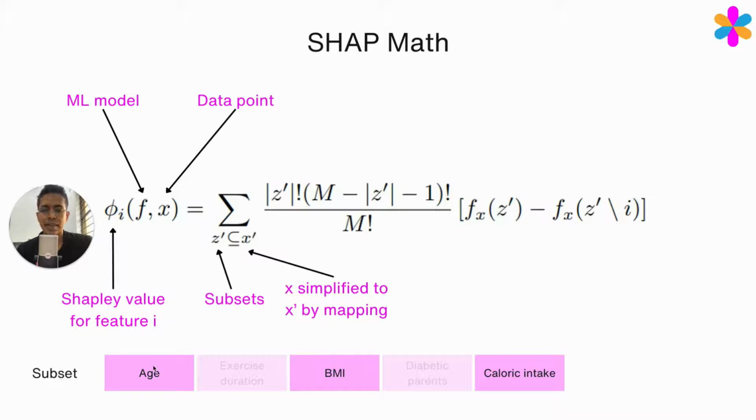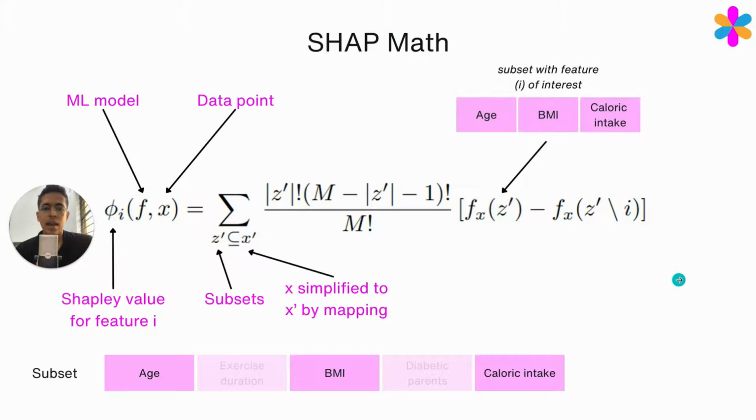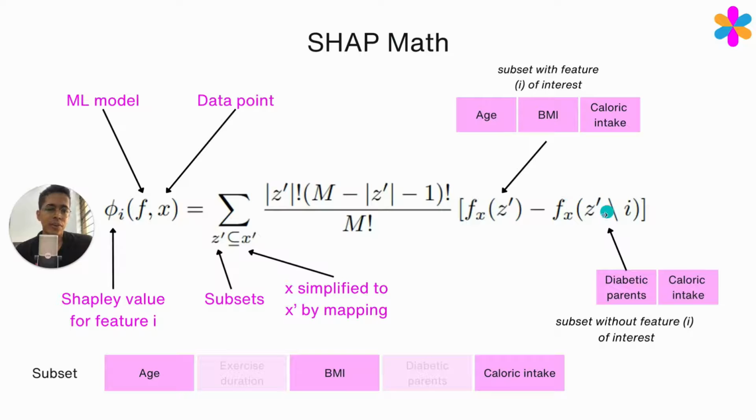So the subset looks like this: age is a feature. This is an example subset, one example where age is a part. BMI is there in the subset. Caloric intake is there in the subset. Exercise duration and diabetic parents are not there. They will be assigned random values. And first, here we are calculating the value produced by the ML model by considering the subset with the feature of interest, so the subset with age, which is the feature of interest. So we'll calculate the value of f of z prime, and then we will calculate the value of f of z prime without taking the feature of age.